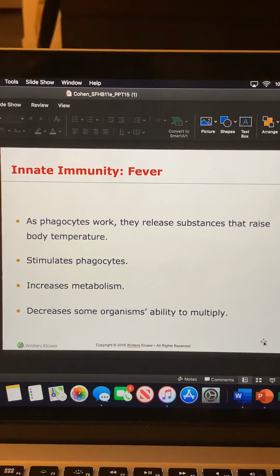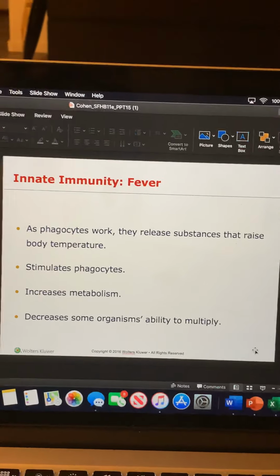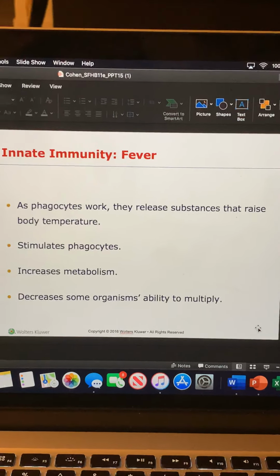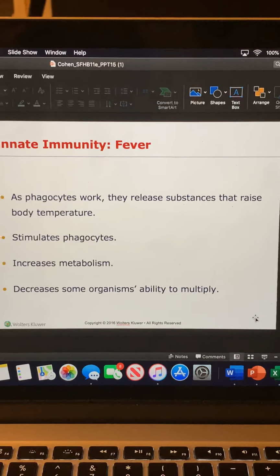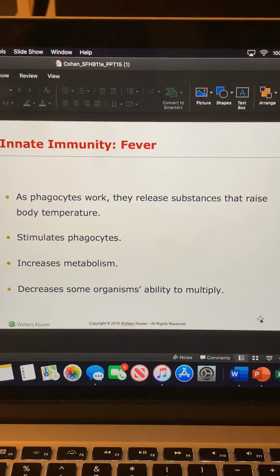Innate immunity: fever. As phagocytosis happens and the phagocytes work, they release substances that raise the body temperature. This stimulates phagocytosis, increases metabolism, and decreases some organisms' ability to multiply.